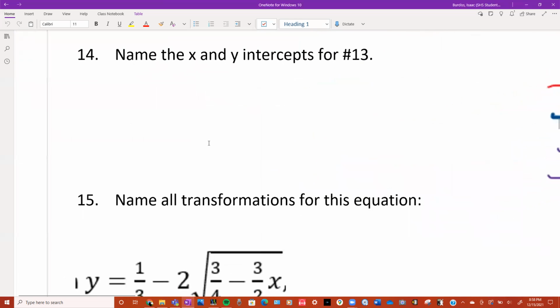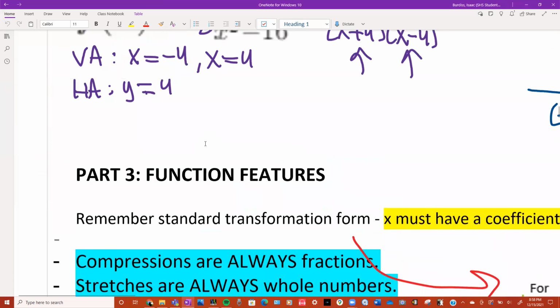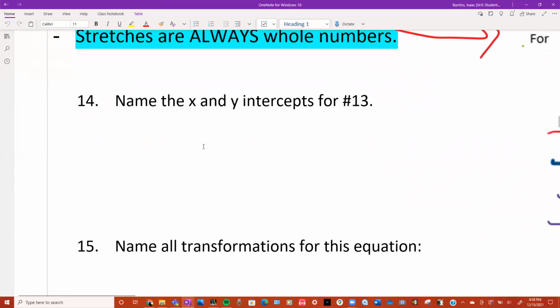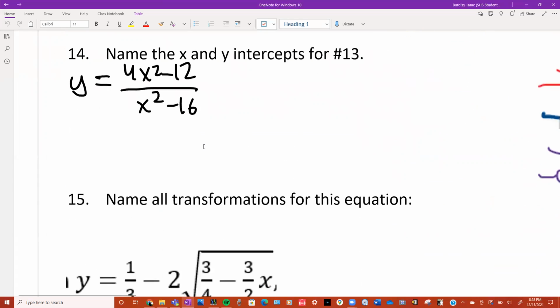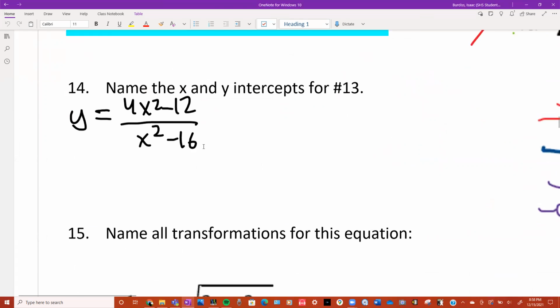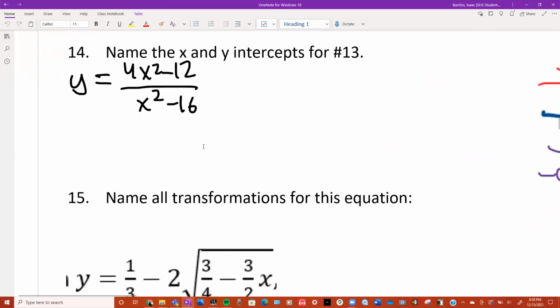So first thing, this is kind of disregarding what I just said, but let's find the x and y intercepts for number 13. Okay, let me write that down. Keep in mind that I'm only doing this for rational equations, or actually that's not a rational equation. But you'll have to know how to do this for any other kind of function, even if it has an e or a ln or whatever it is.